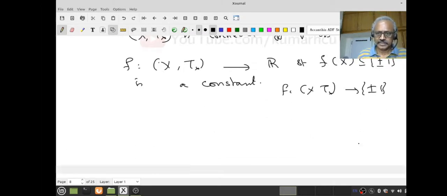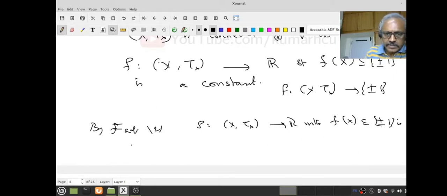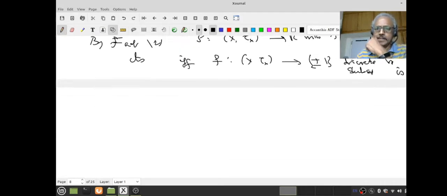Please go through it. These kinds of subtle things teachers don't want to push. So notice that by fact 2, f from (X, tau_X) to R with f(X) contained in {plus or minus 1} is continuous if and only if f from (X, tau_X) to {plus or minus 1} with the subspace topology, namely the discrete topology, because that's the subspace topology, is continuous.